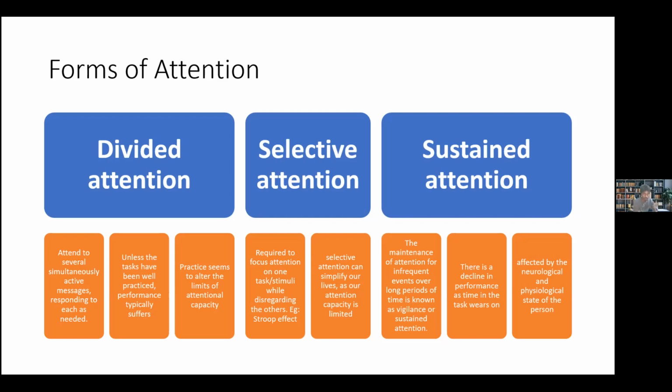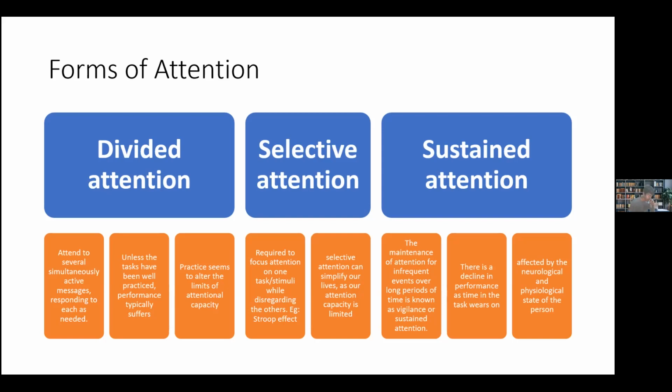Another form of selective attention is sustained attention. This is where you're selectively focusing on one task over a prolonged period of time. This is also called a task of vigilance, also called sustained attention. The major observation here is that when you do something for a prolonged period of time, the performance declines as time goes on.